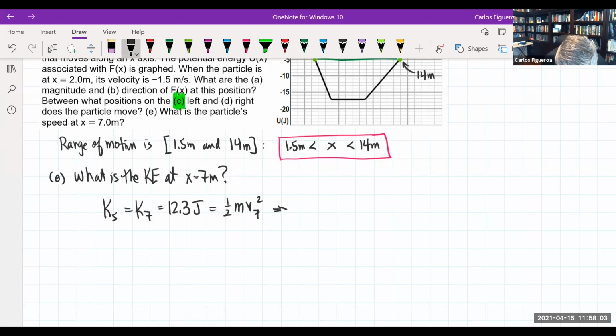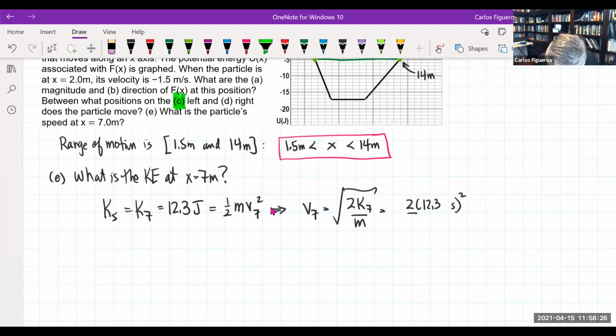So v7 has to be the square root of 2 times K7 divided by the mass. So it's got to be 2 times 12.3 joules, divided by the mass, which is 2 kilograms, and then I take the square root. If my calculator is right, I get a value of 3.5 meters per second. And that's what the speed is at 7, as well as 5.